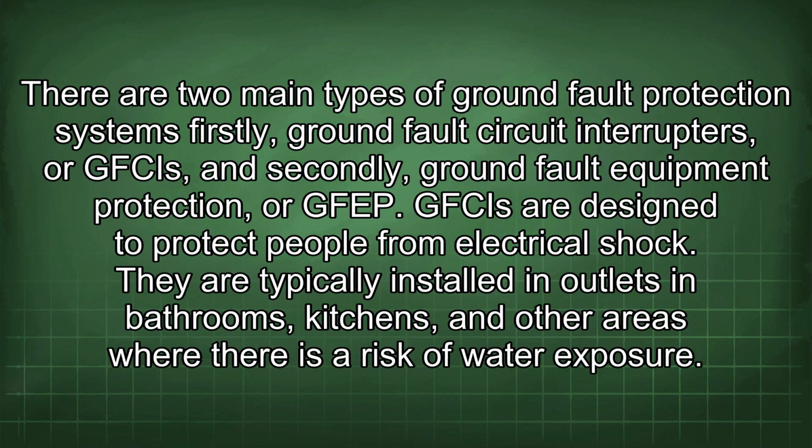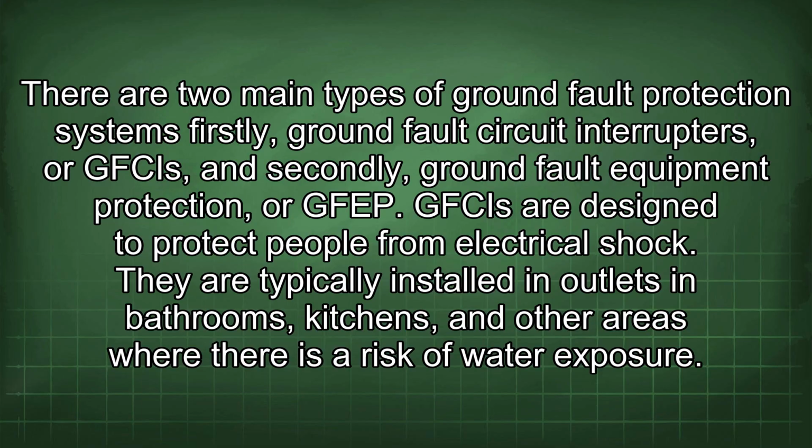There are two main types of ground fault protection systems. Firstly, ground fault circuit interrupters, or GFCIs, and secondly, ground fault equipment protection, or GFEP. GFCIs are designed to protect people from electrical shock.